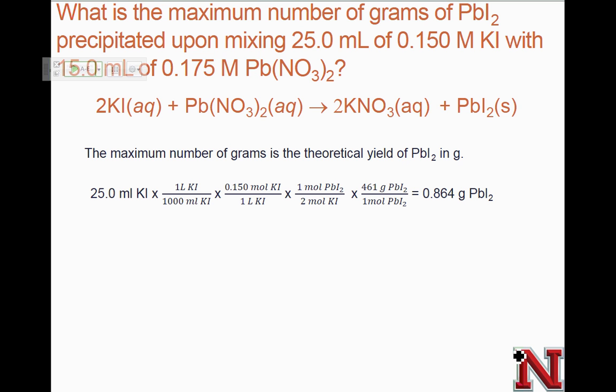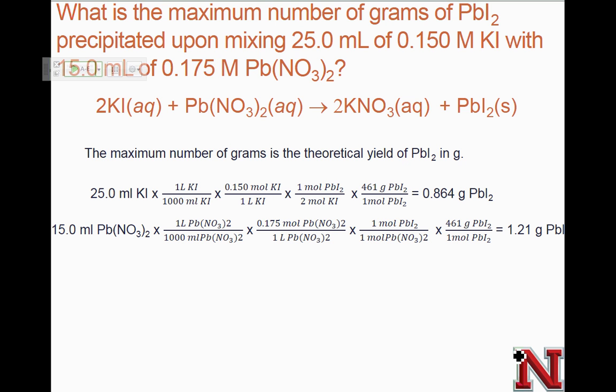Once we figure that out, then we're going to use our relationship with our equation, that it takes 2 moles of KI to form 1 mole of PbI2. So we need that relationship, and that tells us our moles of PbI2. And here I'm showing it converting all the way to grams. Eventually we're going to need that, but that's not really necessary.